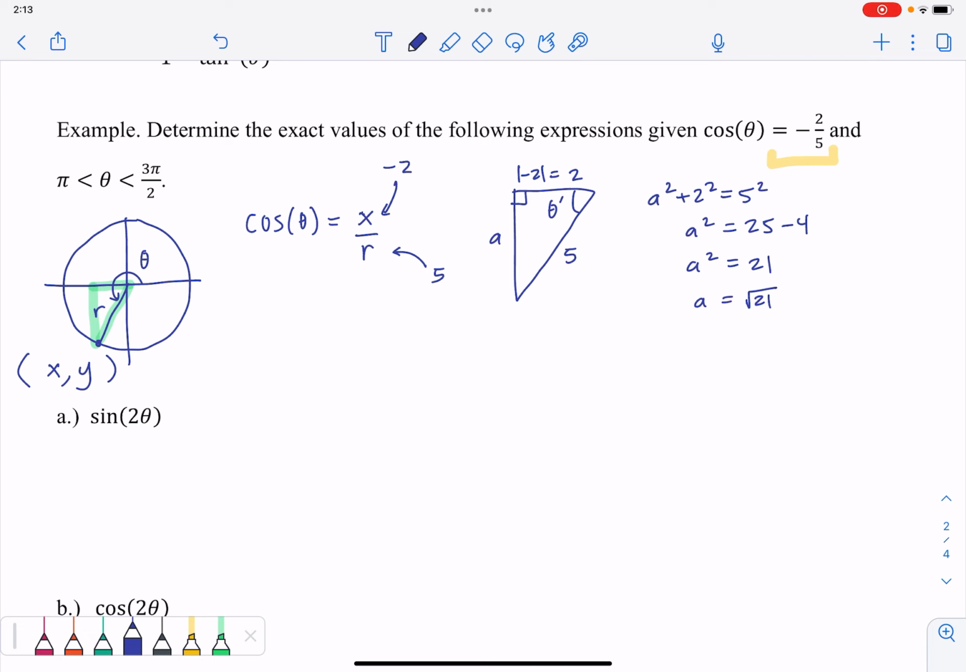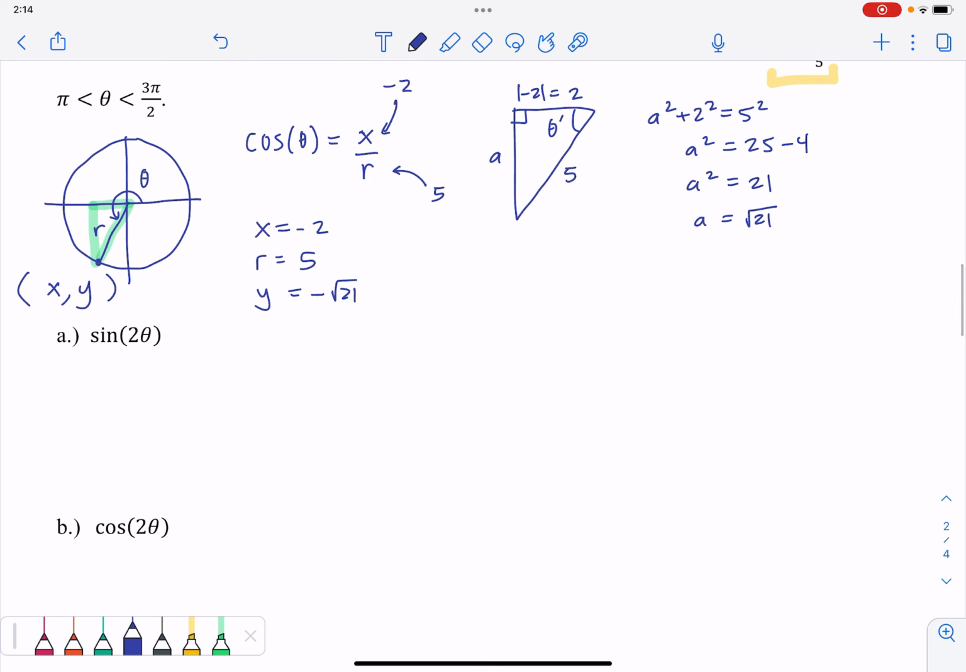Okay, and then I know that my x is negative 2 just from my cosine. My r is 5, but now I've just found my y. And so what is my y? Well, the length of the triangle side is square root of 21, but because I'm in quadrant 3, I'm going down that amount instead of up that amount to get to the y coordinate. So I can see my y will be negative root 21. And again, that's just depending on which quadrant I'm in. So now I can go ahead and find my expressions that I want to find.